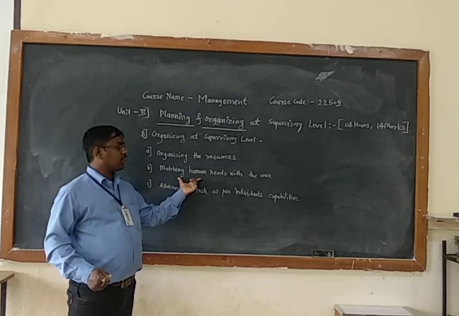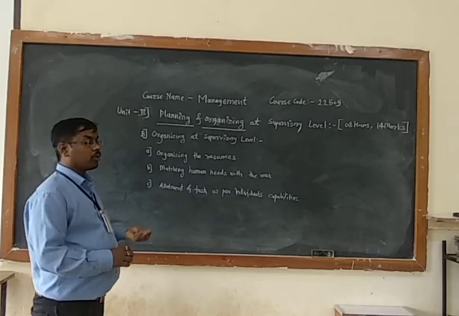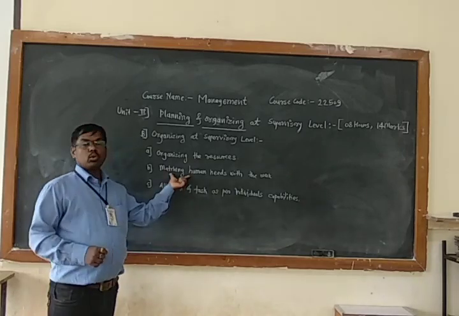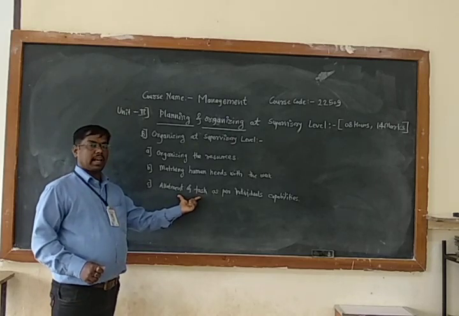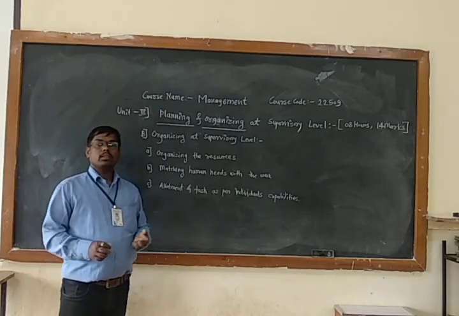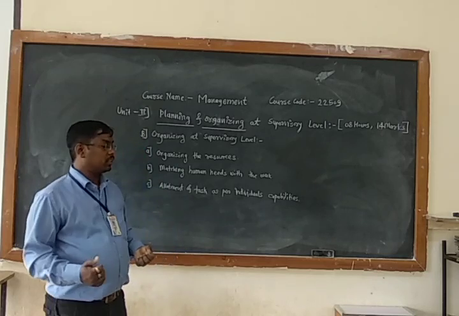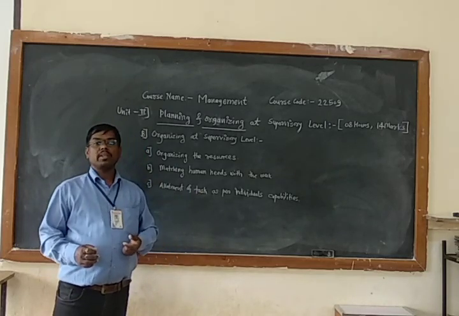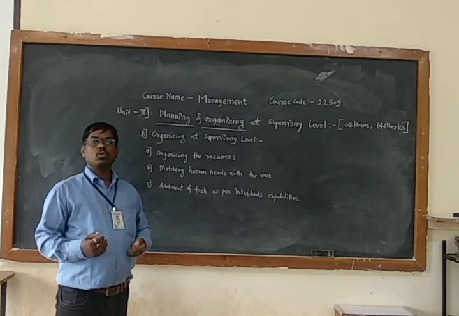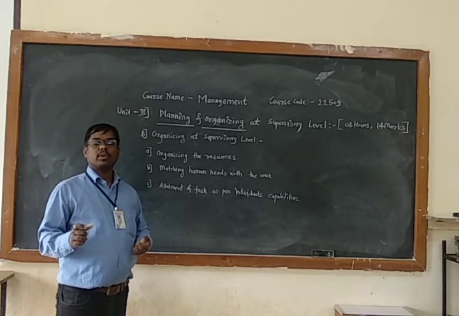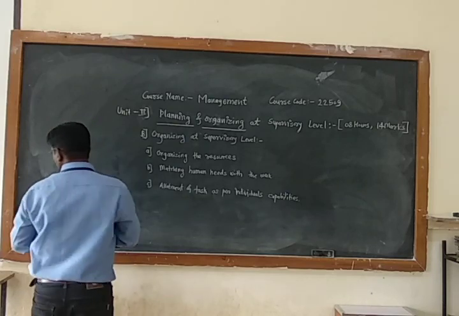The second one is matching human needs with the work. Matching human needs means identifying how many manpower should be required to complete the particular task within the stipulated time period. So matching human needs is the most important parameter while organizing the supervisory level functions. The third one is the allotment of tasks as per individual capabilities. It means the workers available at supervisory level or working level should be allotted tasks according to the individual capabilities of those particular persons, so the industrial work is carried out smoothly to complete the industrial target in the stipulated time period. Okay, so that is unit number 2, planning and organizing at supervisory level. We will move further.